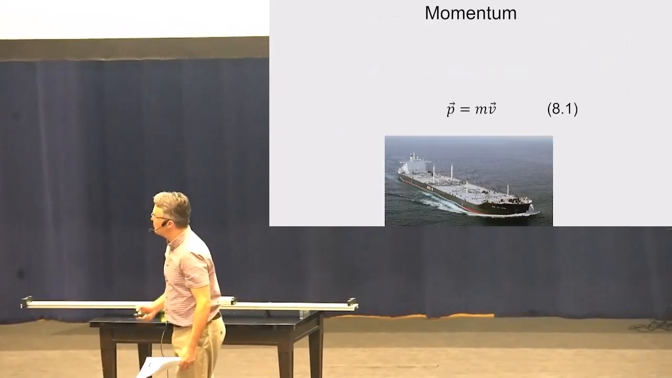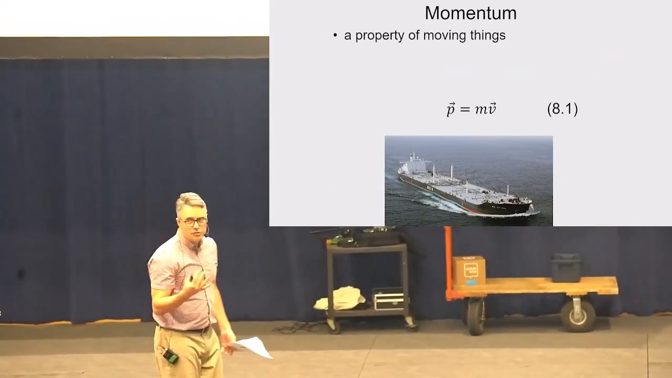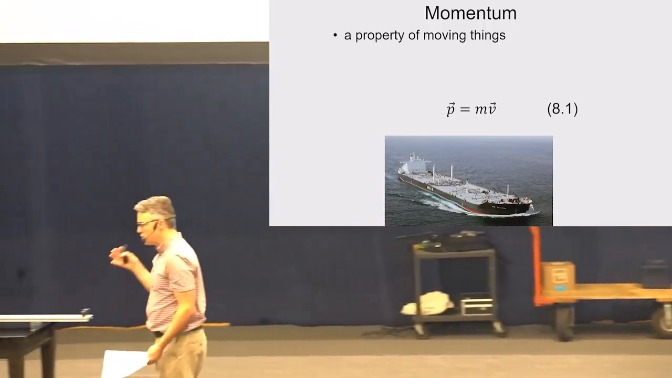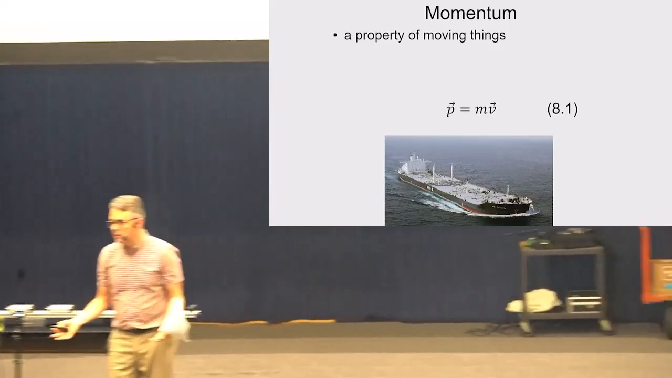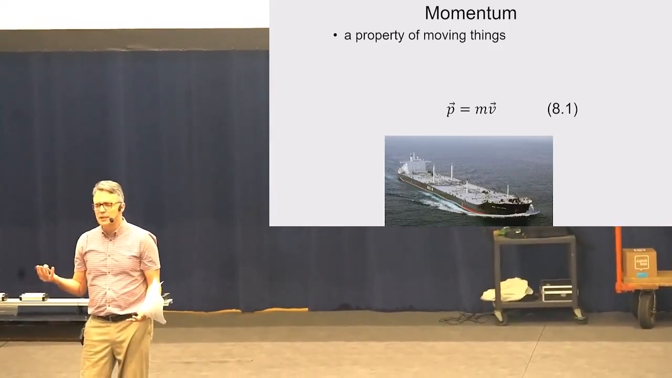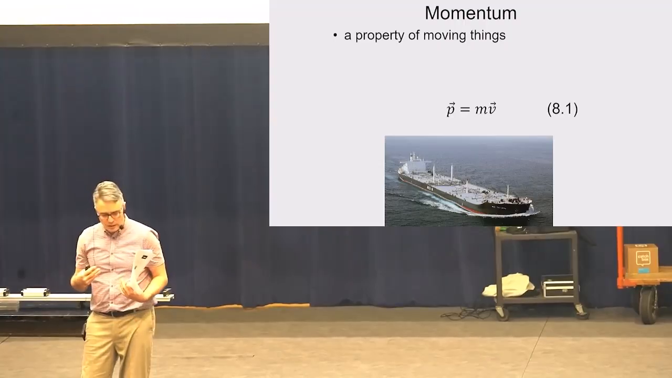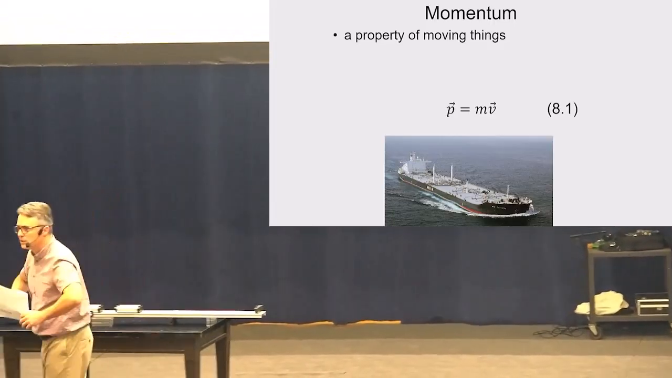Let's keep up with the momentum. What's momentum? This is a new concept. Chapter 7 was introducing energy, and there's conservation of energy. Chapter 8 introduces momentum, and there's conservation of momentum. They're very similar concepts. The biggest difference, I think, is that energy was a scalar and momentum is a vector, so that makes momentum a bit more difficult to deal with.